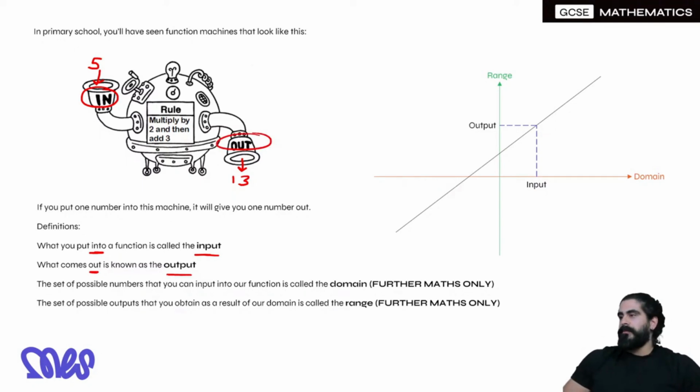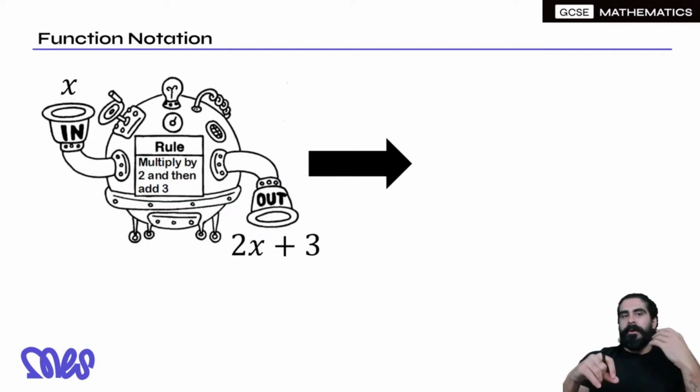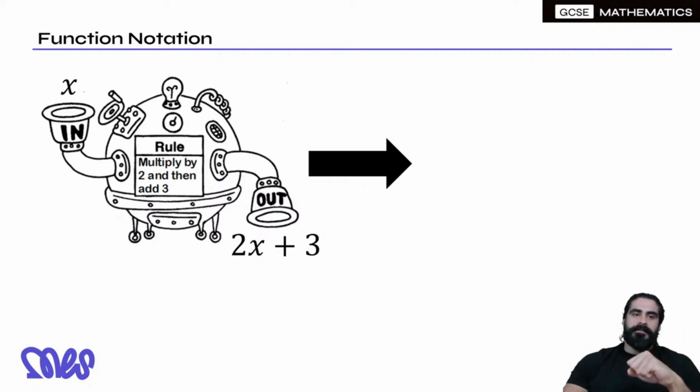And this comes to our function notation. What goes into your function are the x values, and what comes out is your y values. So if you take x and you put it into this function machine and you multiply x by 2, we all know if you take x and you multiply it by 2, you get 2x. And then you add 3. So to whatever x is, you multiply it by 2, and then you add 3.